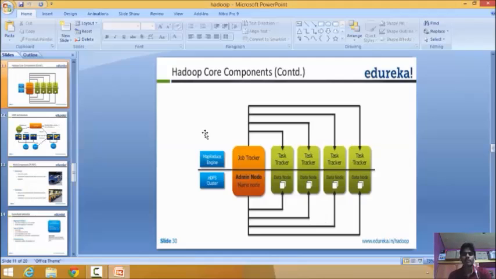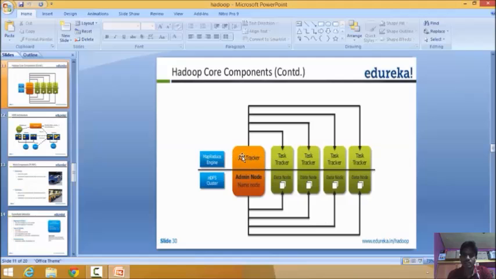Daemons are the background processes, background services which are running in the background. You can't see daemons. So, these job tracker, task tracker, name node, data node are daemons. They won't be visible to you, they will be running in the background. What is job tracker? The name itself suggests that it tracks the jobs.